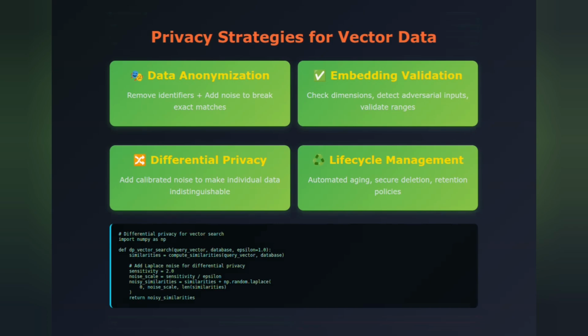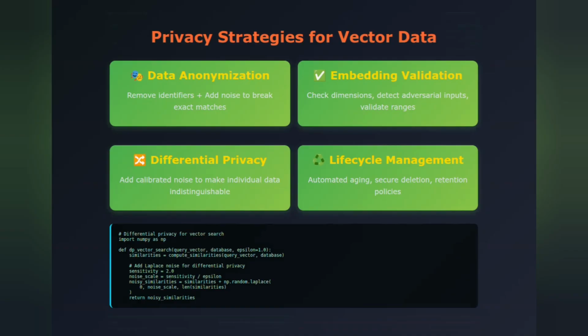Remove direct identifiers, but remember, vectors can still leak information through similarity patterns. Always validate embeddings before storing them. Check for adversarial inputs, ensure vectors are within expected bounds, and scan for potential data leakage. This is the gold standard for privacy.